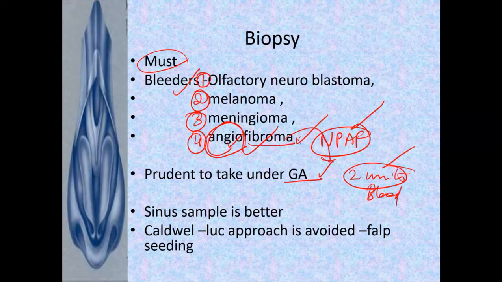If you are going here, angiofibroma, you should not do a biopsy at all. You should be very careful. You have to go for surgery directly, and diagnosis is by clinical features, CT scan and MRI. So these will be bleeding. Be careful during surgery. A sinus sample is a better one.